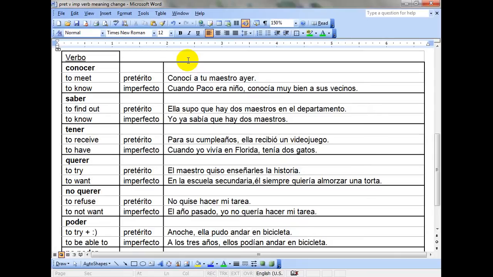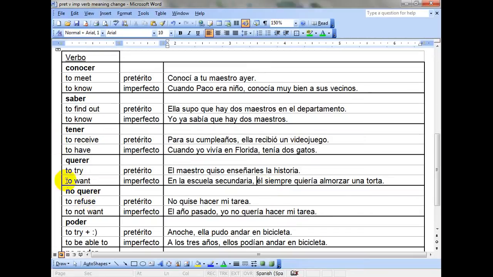Let's keep going down with querer. In the preterite, it means to try. So el maestro quiso enseñarles la historia. The teacher wanted to teach them the story or the history. And just because you're trying it, it doesn't imply that the teacher was successful or not. You'd have to add that information into it. And then in the imperfect, it still means to want. So in la escuela secundaria, él siempre quería almorzar una torta. So in high school, he always wanted to eat a sandwich for lunch.